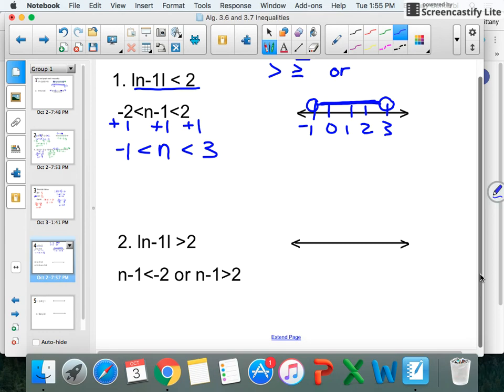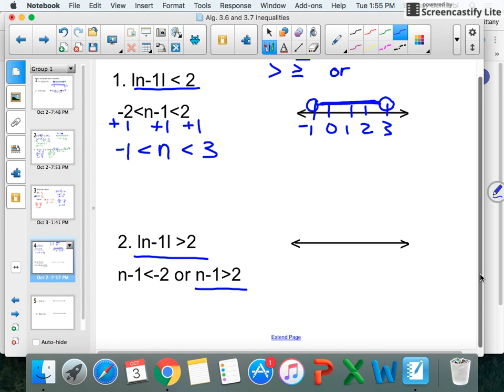Now this next one here, it says n minus 1 is greater than 2. So what happens is, remember, if it's greater than or equal to, you make it an or problem. So you repeat the problem here. So we did n minus 1 is greater than 2, so that part is repeated.